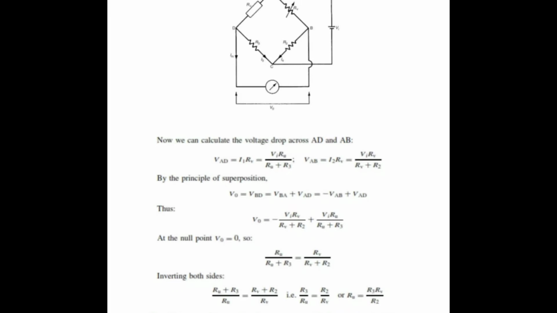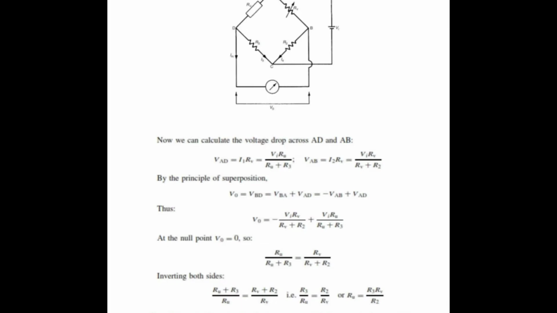Similarly, in the circuit diagram we calculate the voltage drop across A, D and A, B. The voltage AD is equal to the current I1 times the resistance, which is V1 RU divided by RU plus R3, and the voltage AB is equal to the current I2 times the resistance, which is V1 RV divided by RV plus R2.